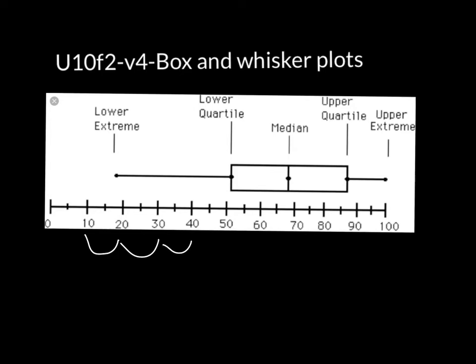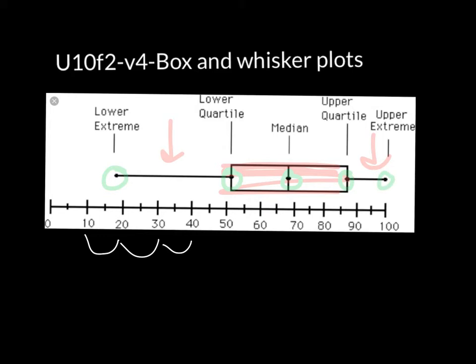Okay, so this is the box part. Okay, so here's the box. And then these are the whiskers. Okay, so the key point here is that these are points you have to find in your data, and then it's easy to make the box and whisker.